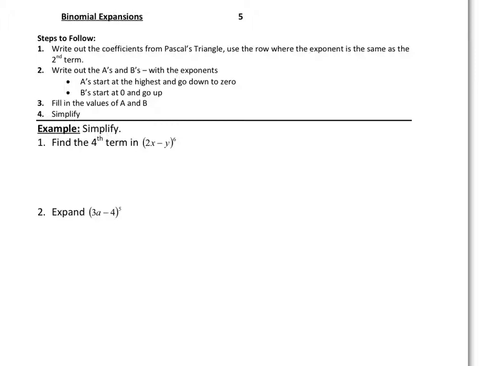So I want to find the fourth term in 2x minus y all raised to the 6th power. So I want to write out my coefficients off my Pascal's triangle with 1 then 6. I want it to be the same exponent as my exponent on my binomial. So I'm going to write those out. Looking at Pascal's triangle, which you have in your note cards, 1, I'm going to leave space, 6, 15, 20, 15, 6, and then 1.